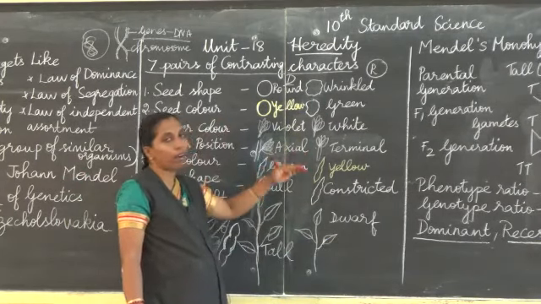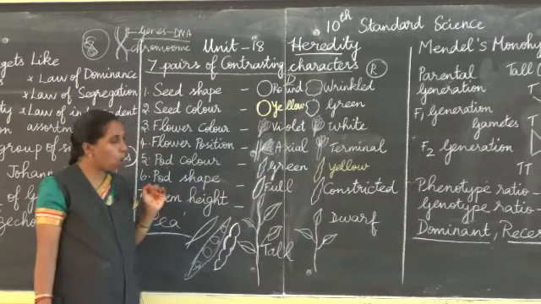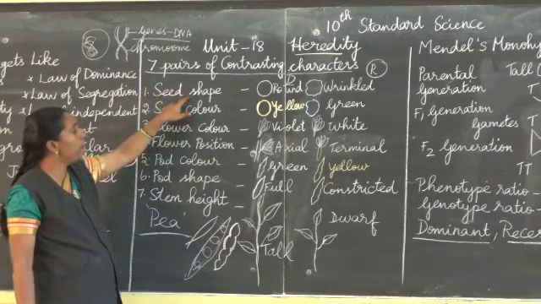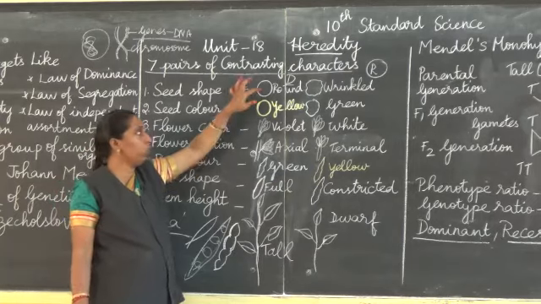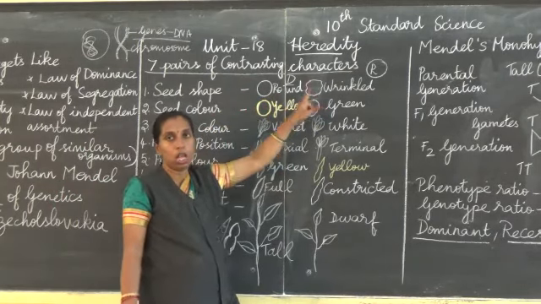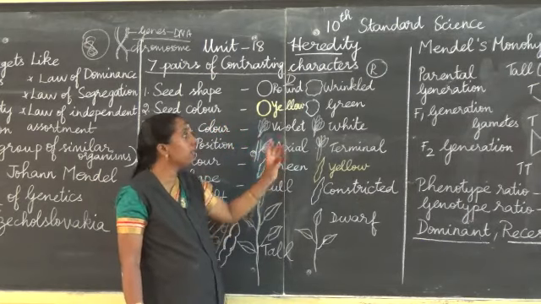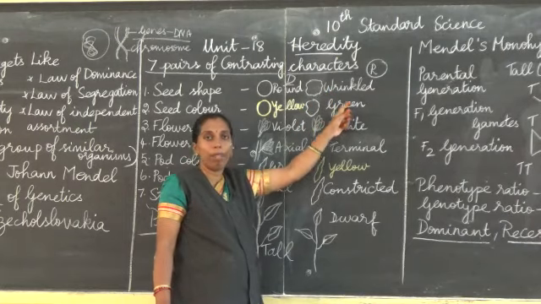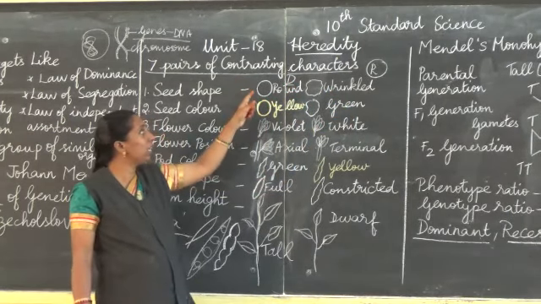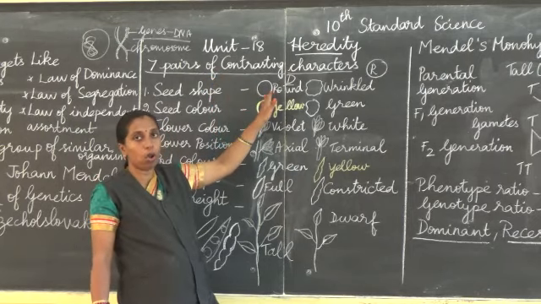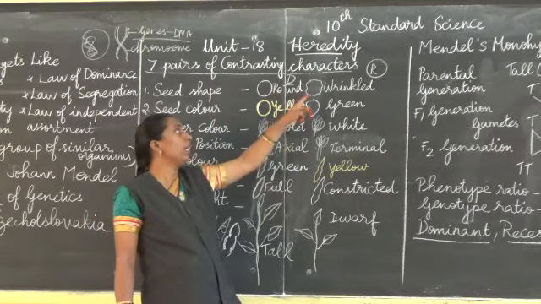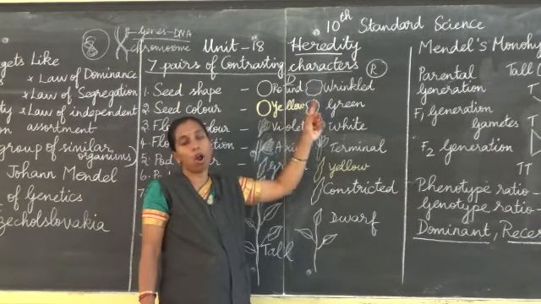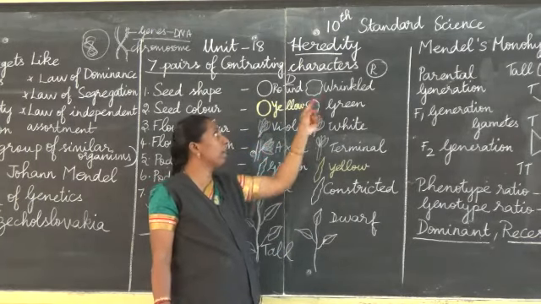So 7 contrasting characters. Let me repeat all these 7 contrasting characters. First one is seed shape. In seed shape, the dominant is round, recessive is wrinkled. Round means it will have a smooth surface. Wrinkled means it will have a rough surface. A dominant character is one which is present, which is seen or visible, and the character which is not seen is called as recessive.